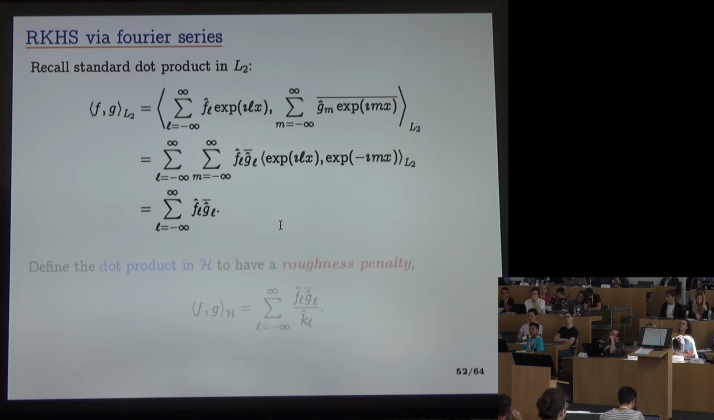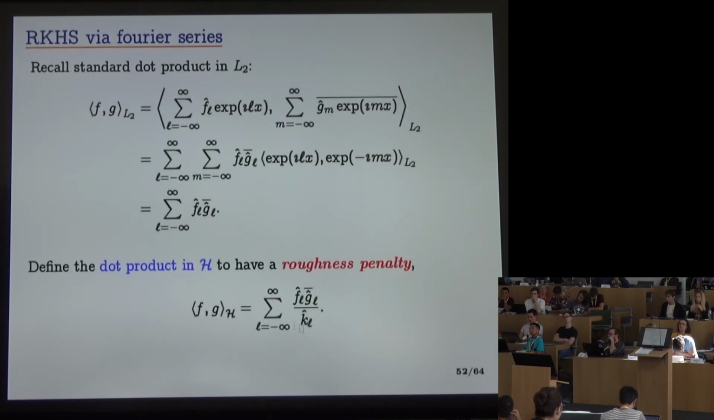Now I'm going to tell you the dot product for functions in the reproducing kernel Hilbert space that I'm going to construct. This dot product looks like this. It's a standard dot product where I've divided by the Fourier coefficients of my kernel. I haven't told you where I've got that from. I've just specified that that is true. Does this work? We'll find out.